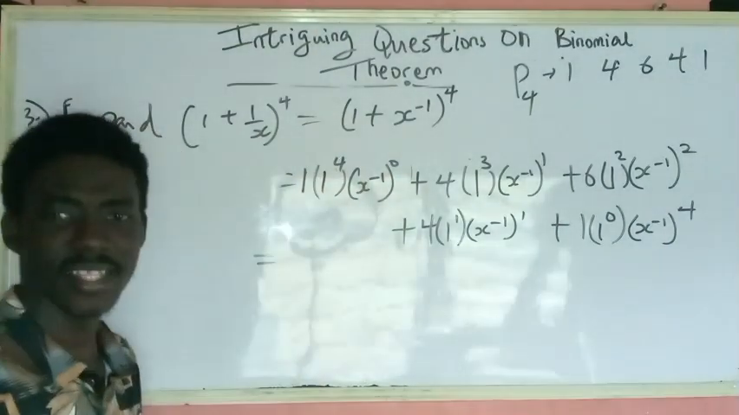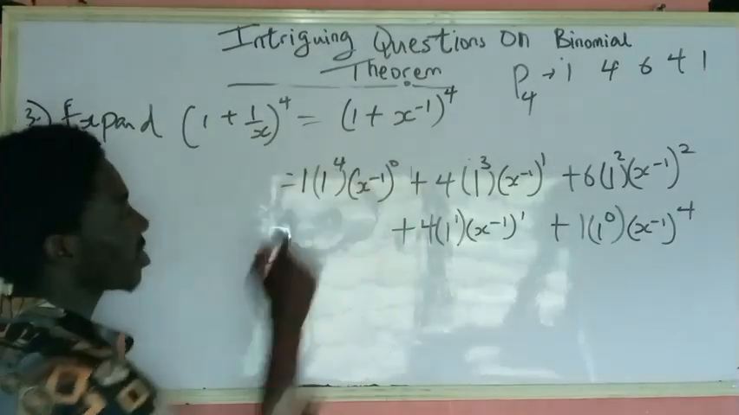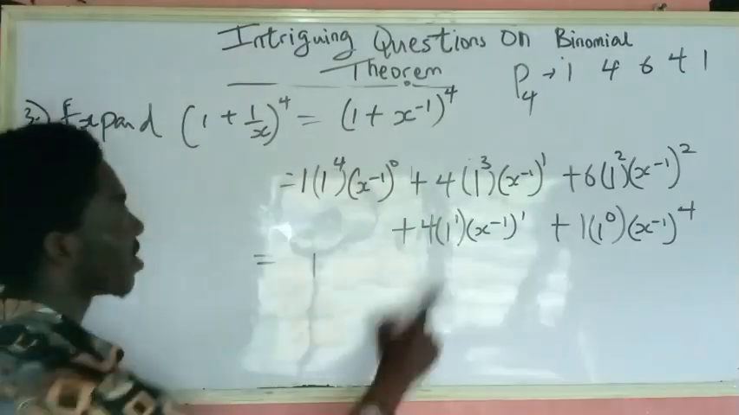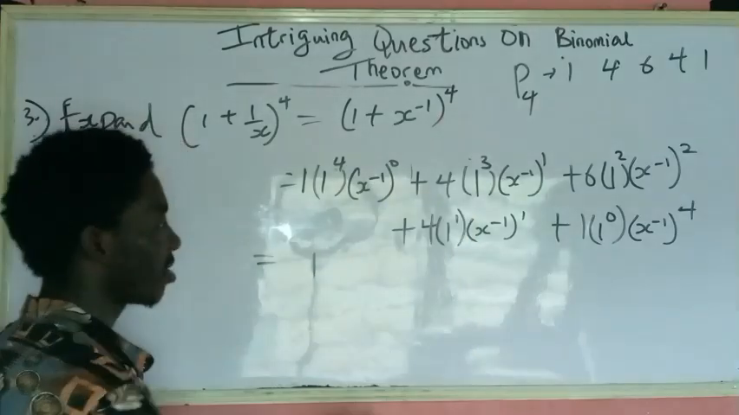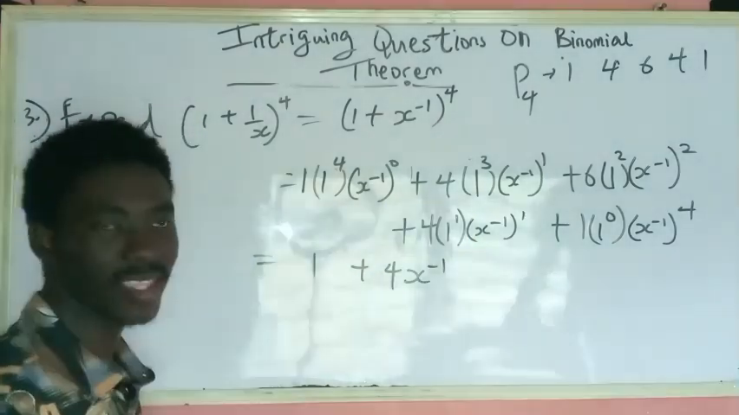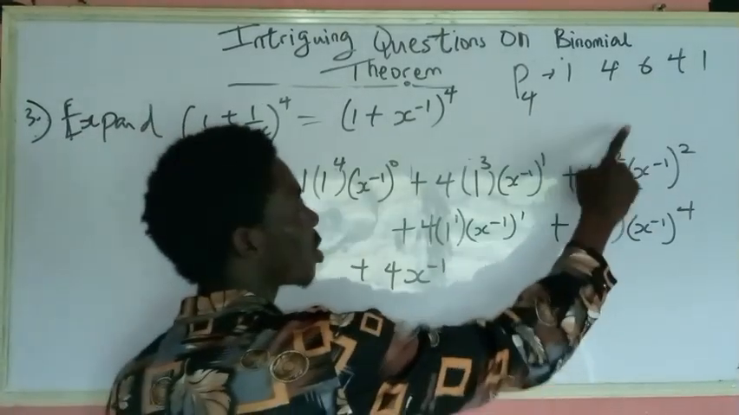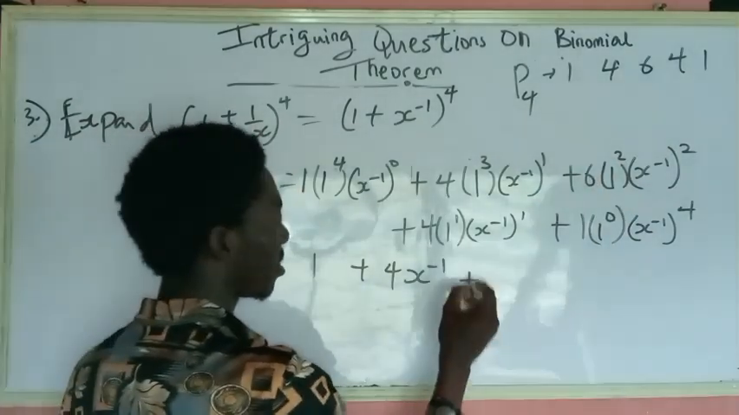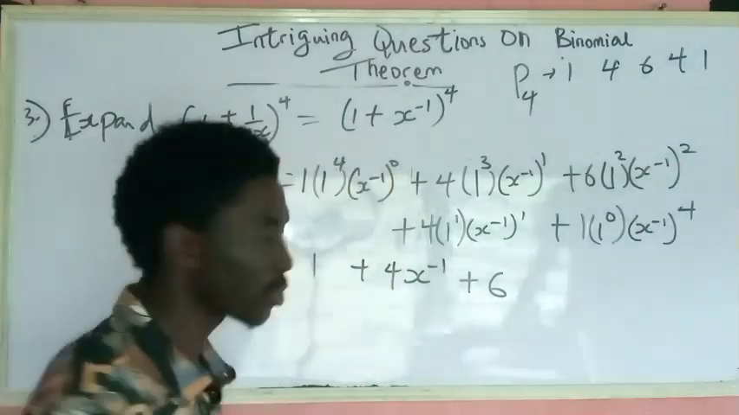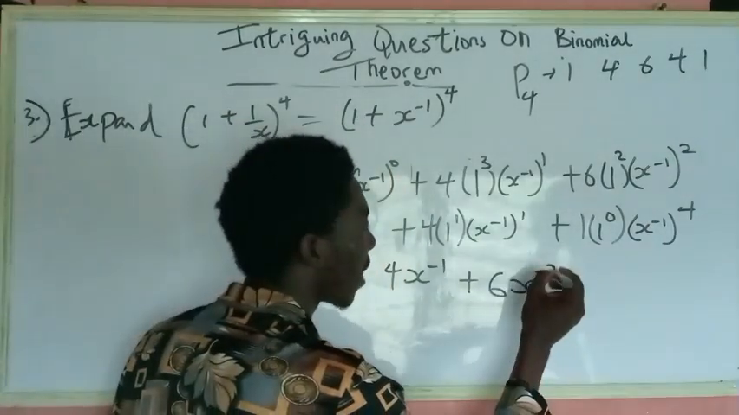1 raised to power 4 is 1 times 1 is 1. This is raised to power 0 is 1. Everything here becomes 1 times 1 is 1. Next one here you have 1. Then you have 4 x raised to power minus 1. Can you see that? Next one you have 1 raised to power 2 is 1 times 6 is 6. But here you have 2 times minus 1, that's minus 2. So you have 6x raised to power minus 2.